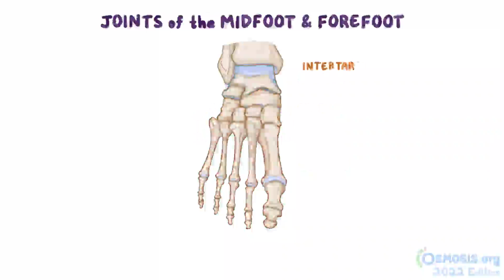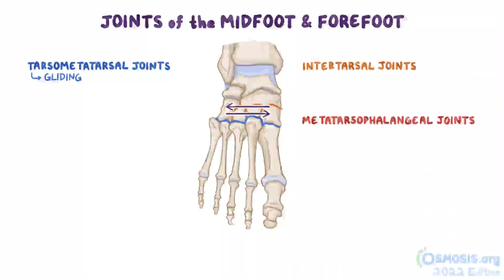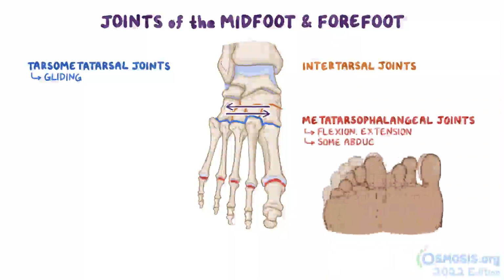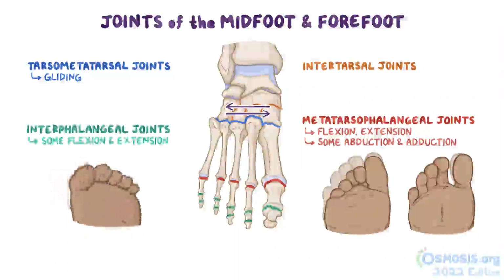There are intertarsal joints between the other tarsal bones, as well as the tarsometatarsal joints between the tarsal bones and the metatarsals. All of these joints permit slight gliding movements. The metatarsophalangeal joints, which are located between the metatarsals and phalanges, allow for flexion, extension, and some abduction and adduction. Finally, the interphalangeal joints found between the phalanges allow for some flexion and extension, like when you're wiggling your toes. Go ahead, try it now.